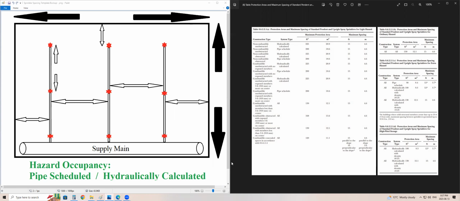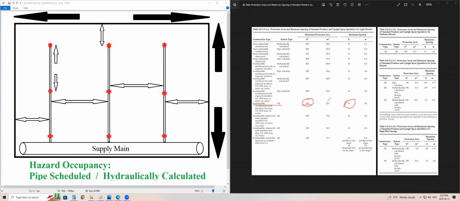Let's go to this chart right here. We're going to go with this one right here. We're at 130 square feet, combustible. This is the one we're going to go off of. Now let's look. Our maximum spacing here still says I'm allowed to be 15 feet, but my maximum protection area has changed to 130, right?